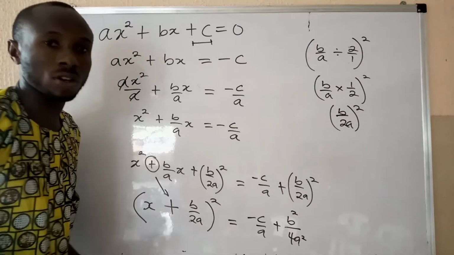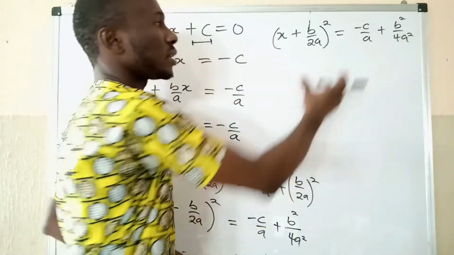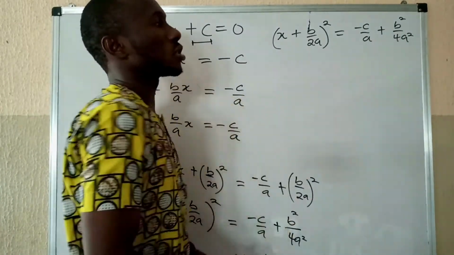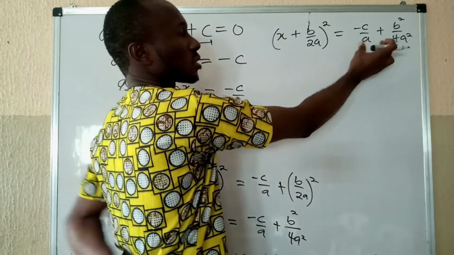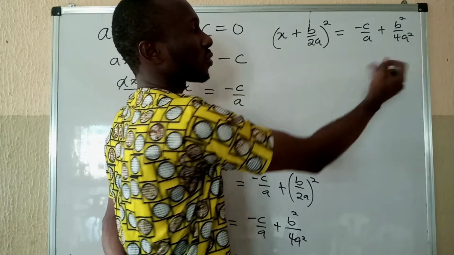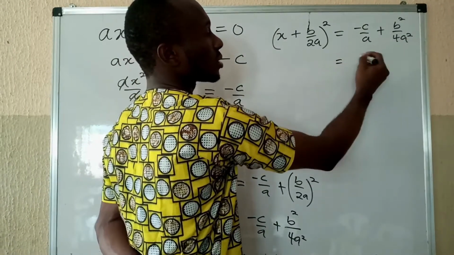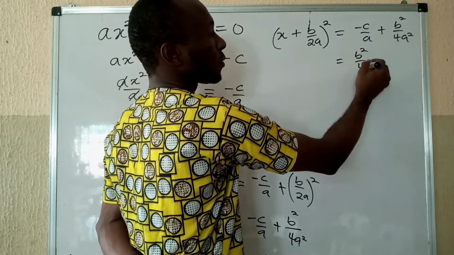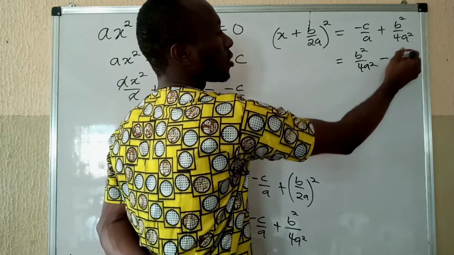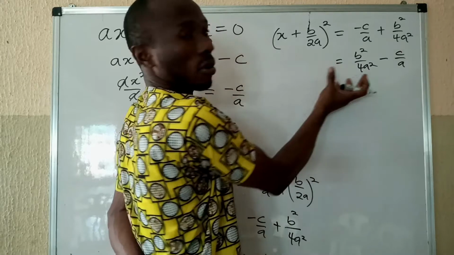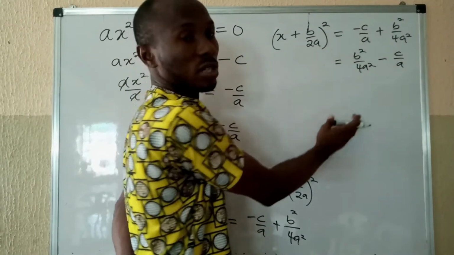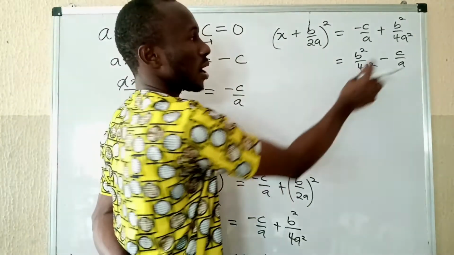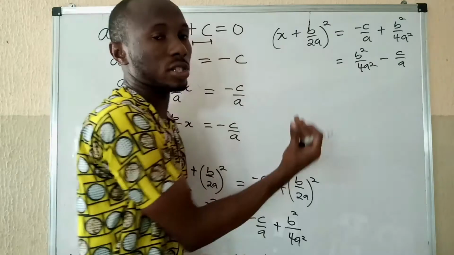Now let's move over to the other side of the board. Right, you can see in this right hand side of the equation we have fractions here. So if I want to simplify this fraction, I can also write this as b squared upon 4a squared minus c upon a. Of course, it's the same with this. I've not really done anything serious here. I just decided to change their positions.